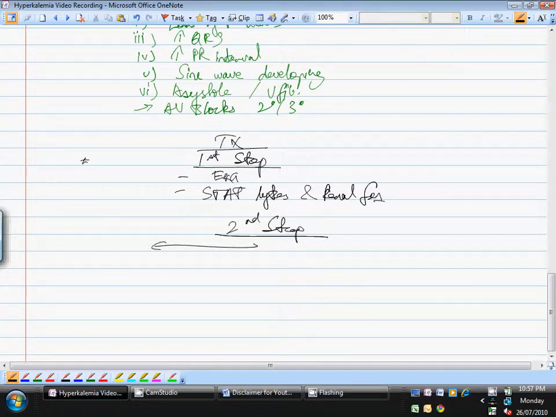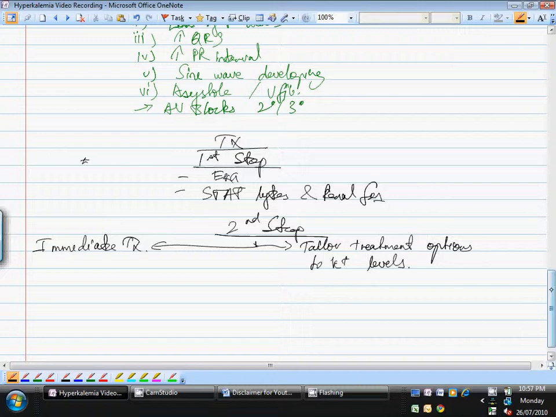Now, as I said before, you have two options here. You initiate immediate treatment, and this is usually done if the patient is, for example, symptomatic, has EKG changes, and as I mentioned before, history of renal failure or any other condition that may put them at risk for hyperkalemia. The other option is that you tailor your treatment options to potassium levels, and this is if the patient is stable.